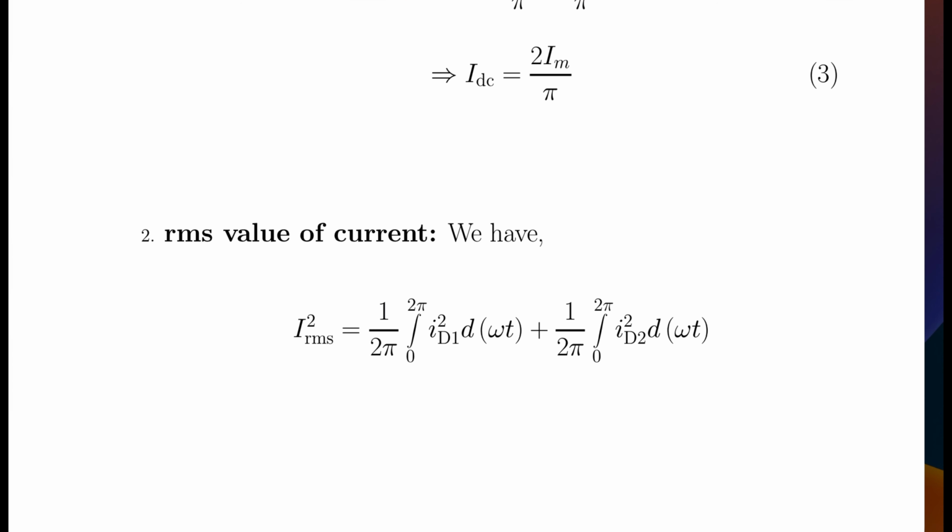RMS value of current. We have IRMS square is 1 upon 2 pi integral from 0 to 2 pi ID1 square d omega t plus 1 by 2 pi integral from 0 to 2 pi ID2 square d omega t. This is for the current flow through diode D1 and this is for current flow through diode D2. So this much is clear.